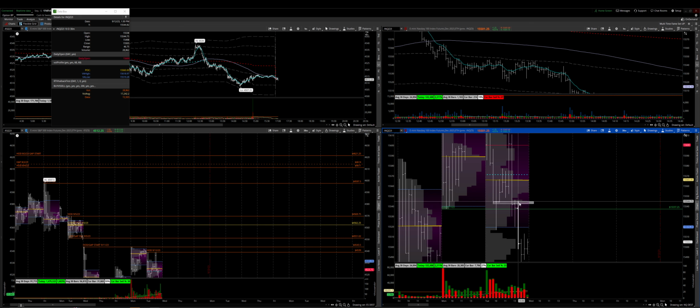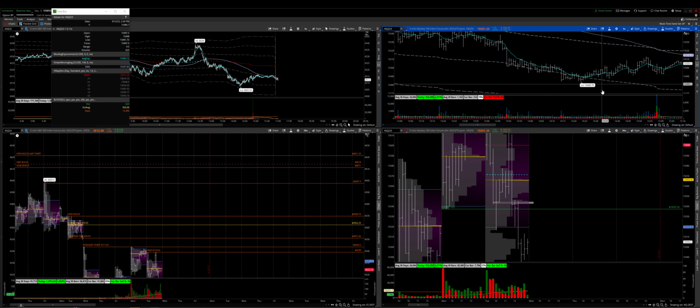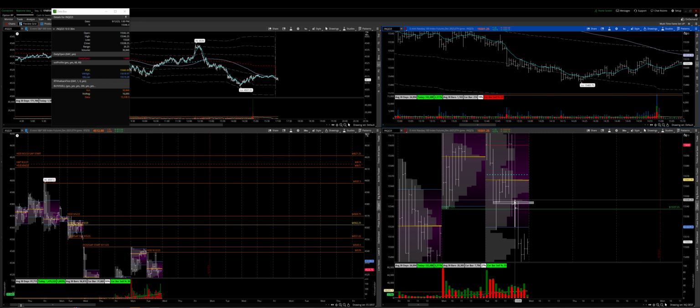We kind of pushed back up. I could have taken the trade off for a little bit of a loss, but instead I wanted to see us push back up and get into that. Now, one thing I could have noted was the fact that we didn't do it in the time frame that I took the trade in.